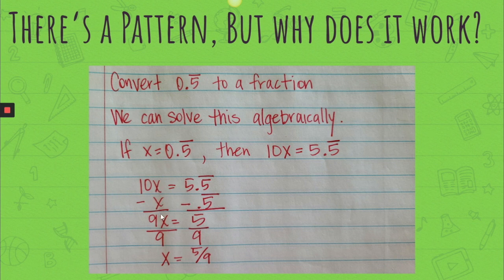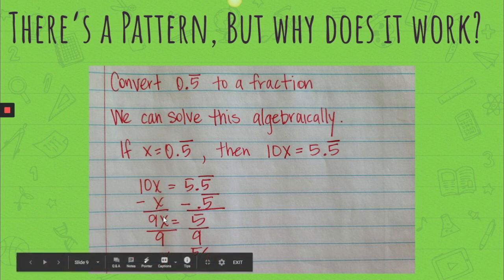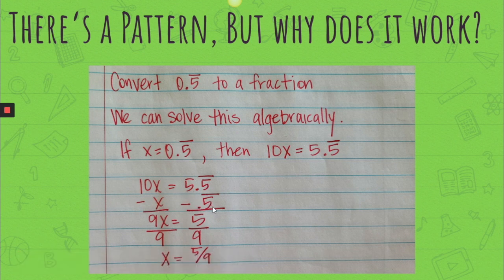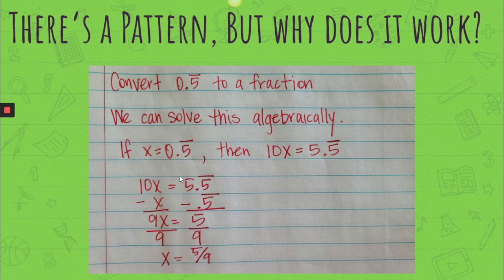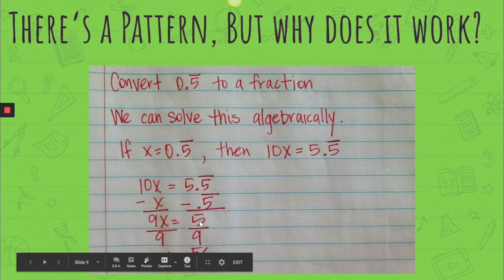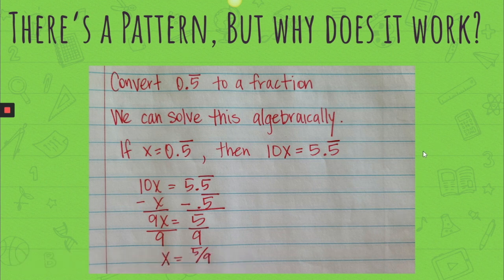Now, when I subtract, 10x minus x, I get 9x. 5.5 repeating minus 0.5 repeating, I get 5, because the repeating parts go away, and I'm just left with this single number 5 here. That's where that came from. And then I do a one-step equation to divide both sides by 9. So I end up with x equals 5/9.